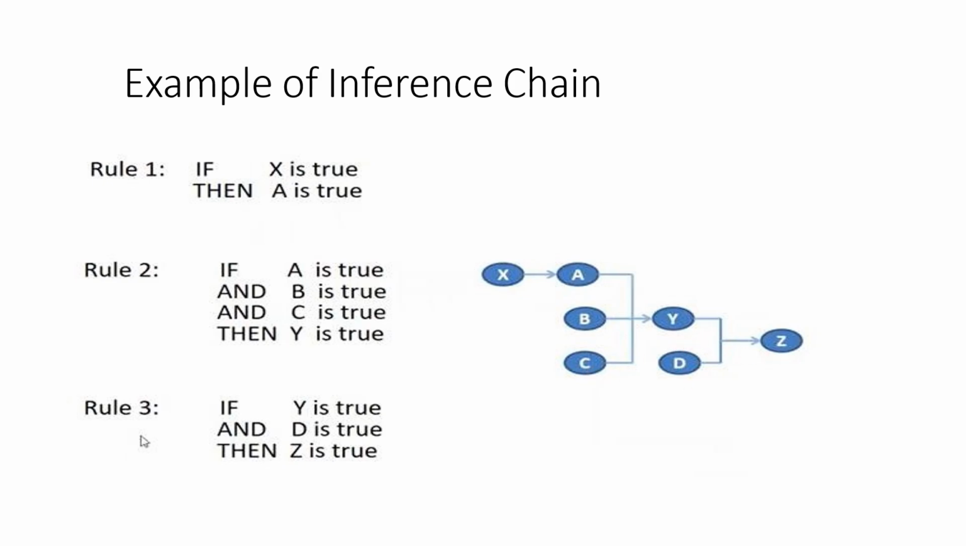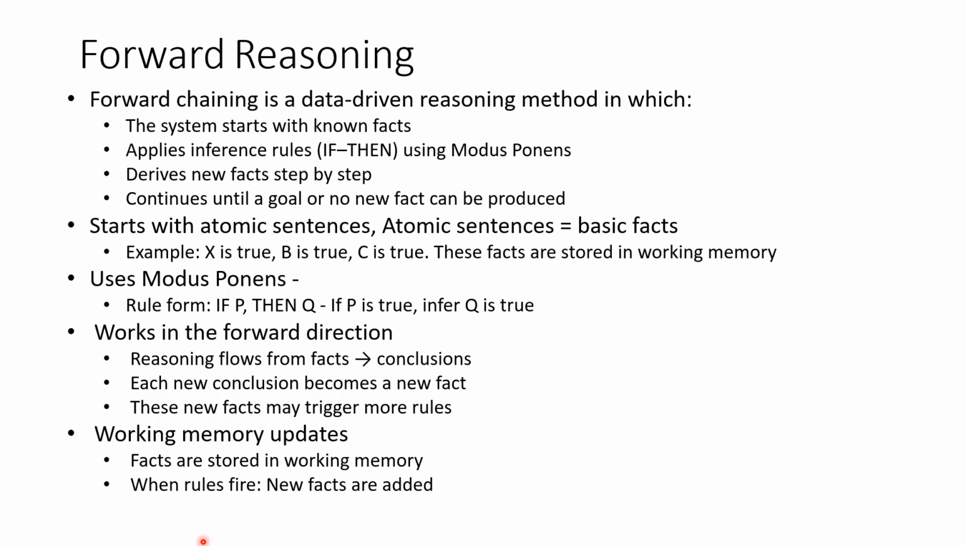So the diagram visually shows how the intermediate facts help to reach the final goal. So we can say that an inference chain is a sequence of rules applied by the inference engine, where each derived fact triggers the next rule until the final conclusion is reached. So here we will see forward reasoning in detail.